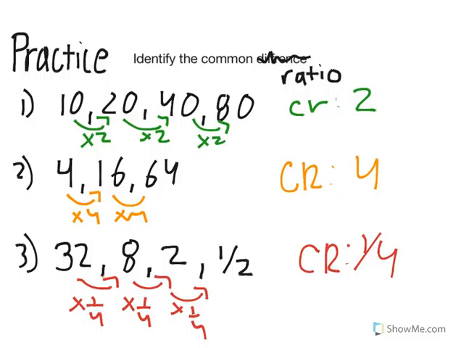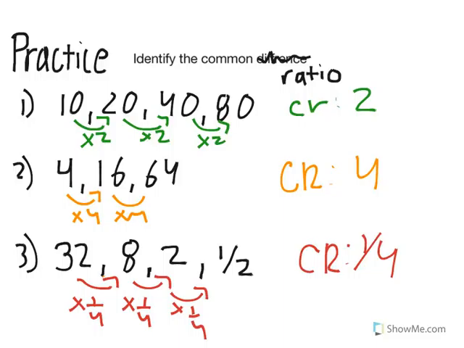Okay, let's look here. For number 1, 10 to 20, I multiply by 2 to get from 10 to 20. 20 to 40, I multiply by 2. 40 to 80, I multiply by 2. So the common ratio is 2. For number 2, I have 4, 16, and 64. To get to each term, I have to multiply by 4, so my common ratio is 4.